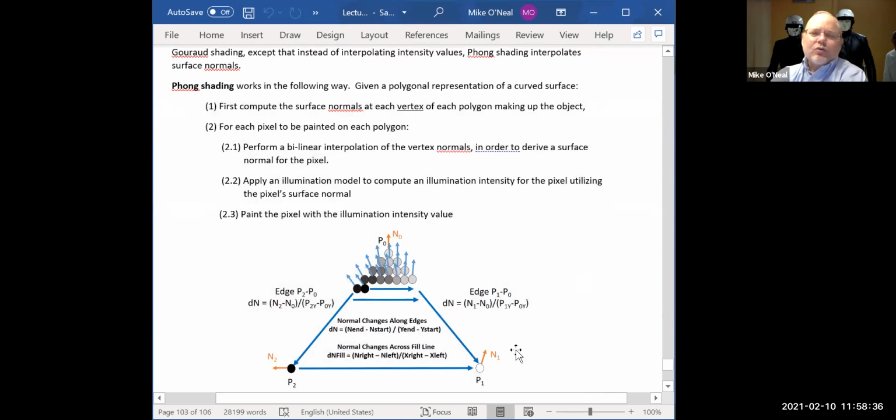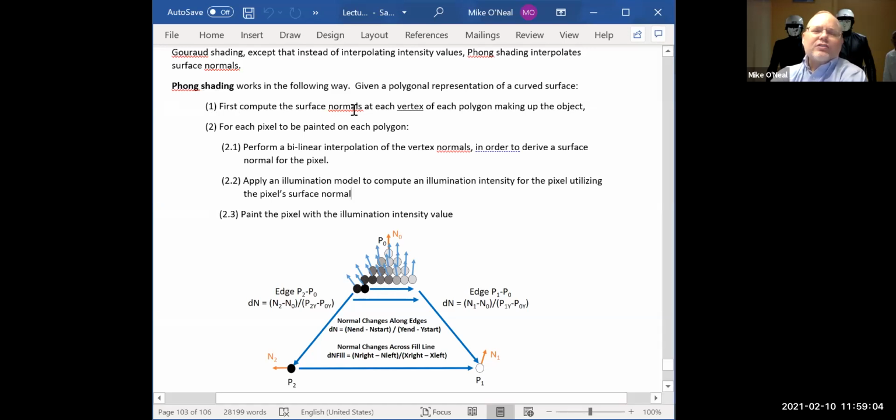We still get the surface normal for every vertex, but instead of calculating the intensities and interpolating the intensity, we interpolate the surface normals along our edges, and then we interpolate the surface normals across our edges. And only when we are ready to draw the pixel do we do the illumination calculation.